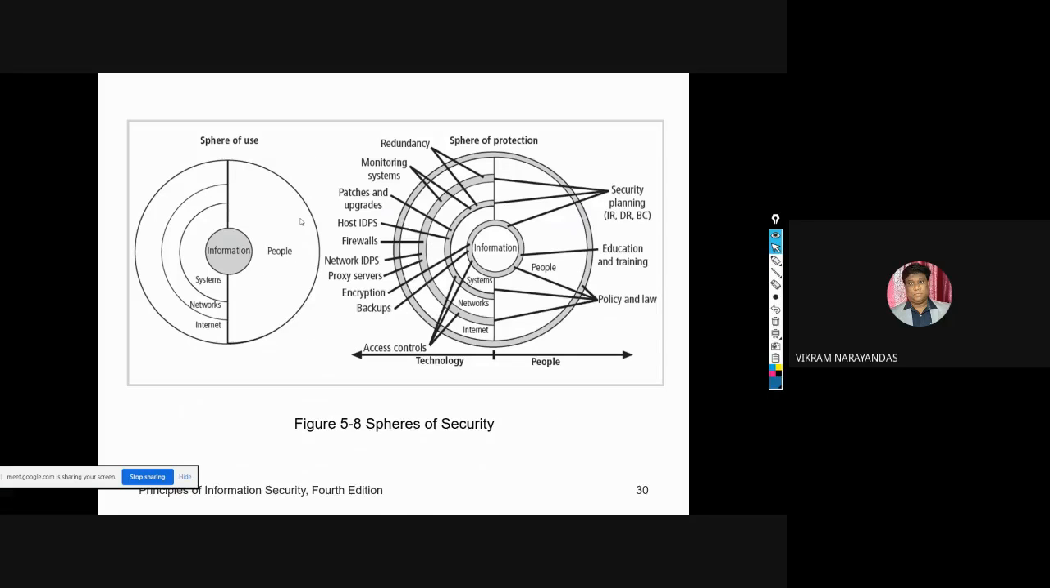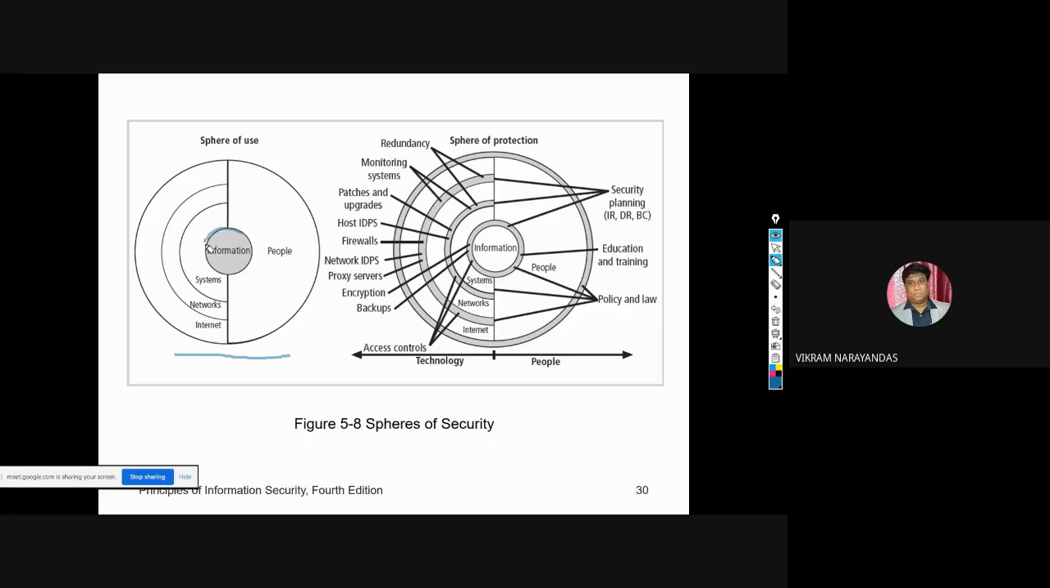The sphere of use illustrates how information is under different attacks from a variety of sources. The sphere of use is on the left, you can see in the left figure. It illustrates the way in which people access the information.